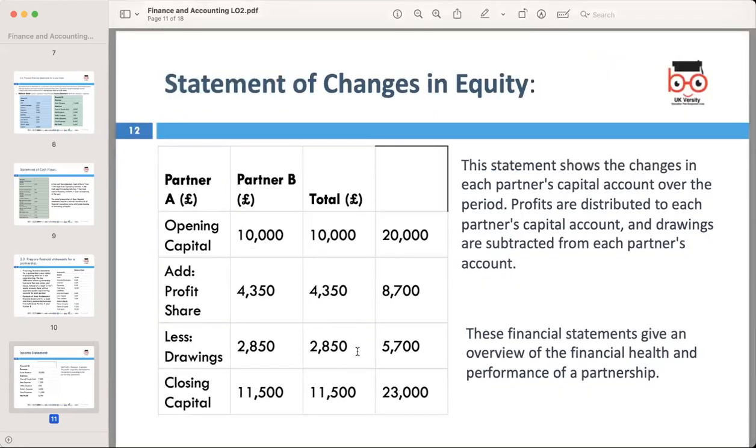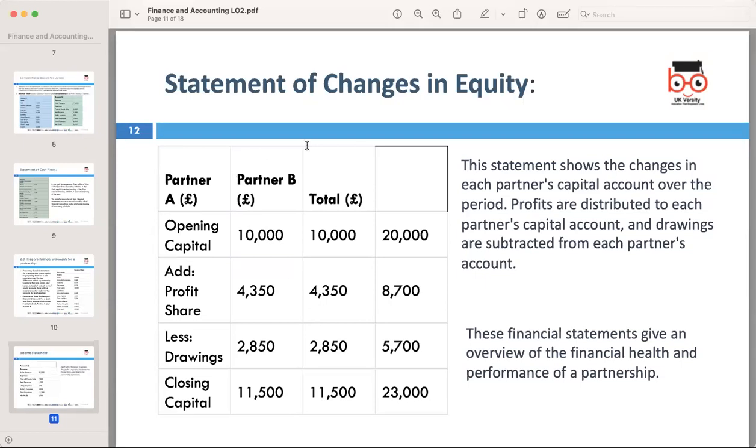So lastly, here we arrive at the closing capital. This is the capital balance at the end of the period. Partner A's closing capital is 11,500, and partner B's closing capital is also 11,500. As a result, the total closing capital for the partners is 23,000 pounds.